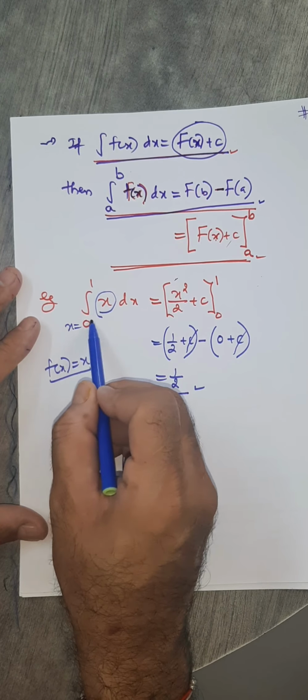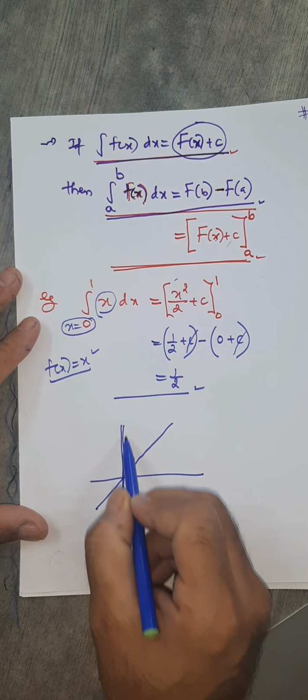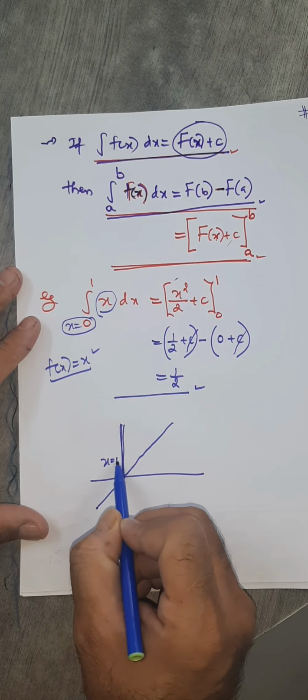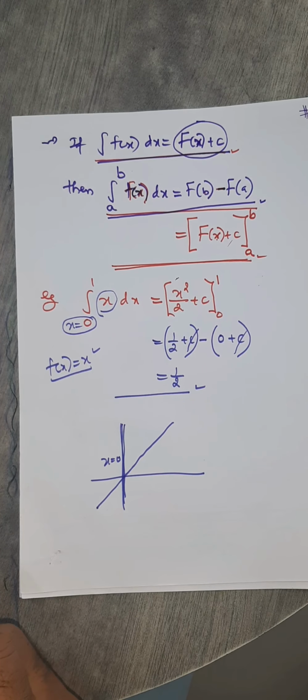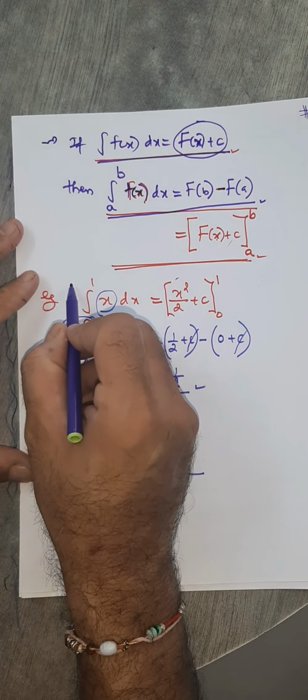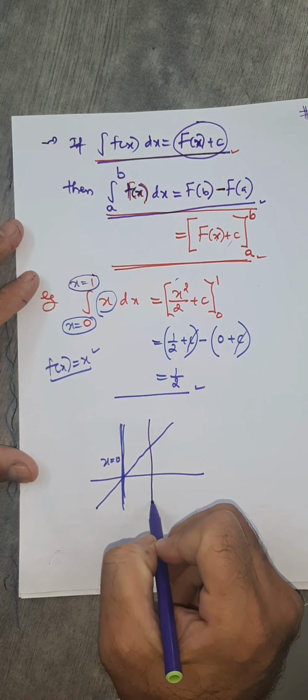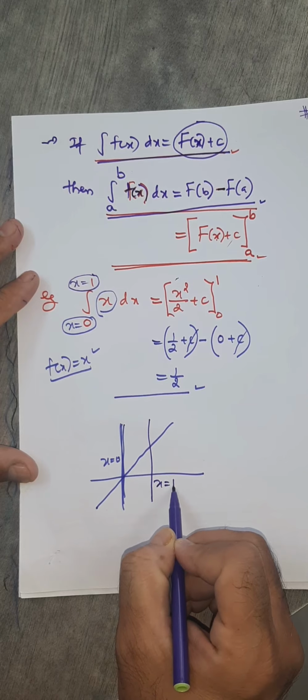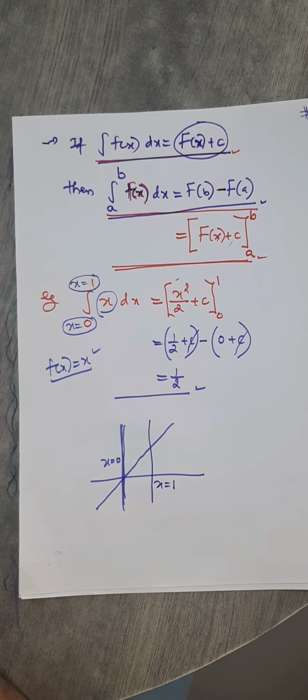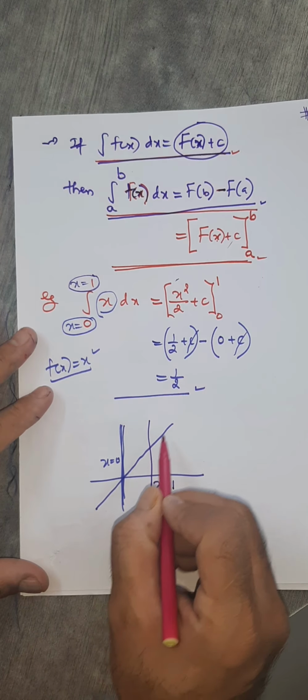X equals 0 is the lower limit. X equals 0 means this, the y-axis, you know. X equals 1 here is the upper limit, remember. X equals 1 is such a line, you know. This is x equals 1. So you can see that there is a triangle between 0 and 1 with this function.